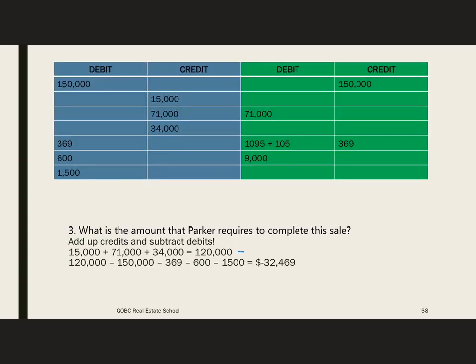We get $120,000 for all the credits, and then we're going to subtract all of those debits, and we get $32,469 that Parker needs to come up with to complete the sale.